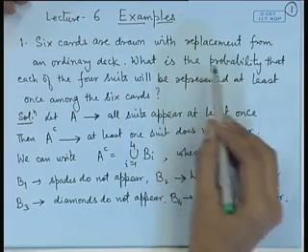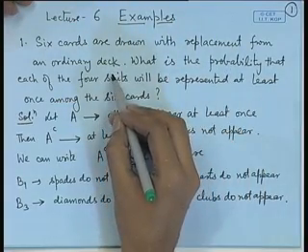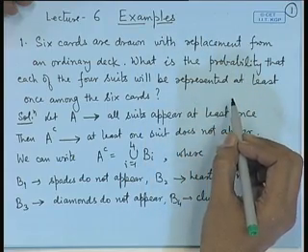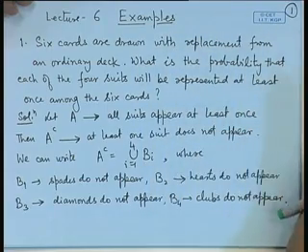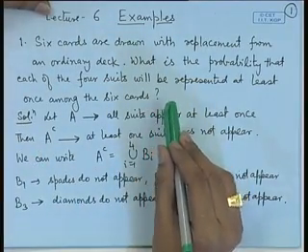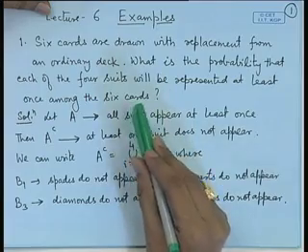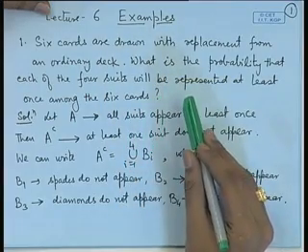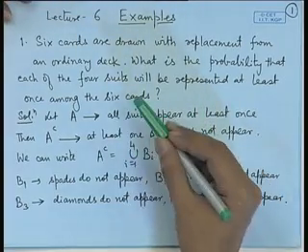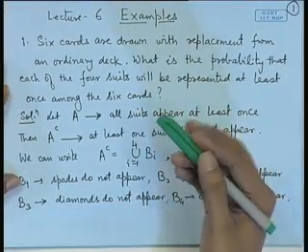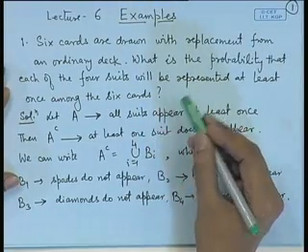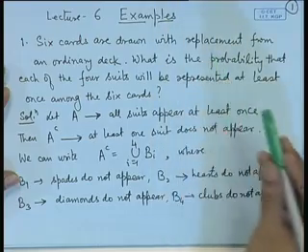So, 6 cards are drawn with replacement from an ordinary deck. What is the probability that each of the 4 suits will be represented at least once among the 6 cards? Here we are assuming that the deck of cards is well shuffled. There are 52 cards and 4 suits: spade, heart, diamond and club. So, we draw a card and, after noting down the suit of the card, we put it back in the deck and again we draw. This way it is called sampling with replacement.